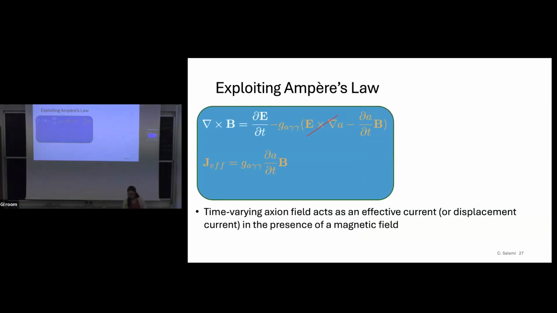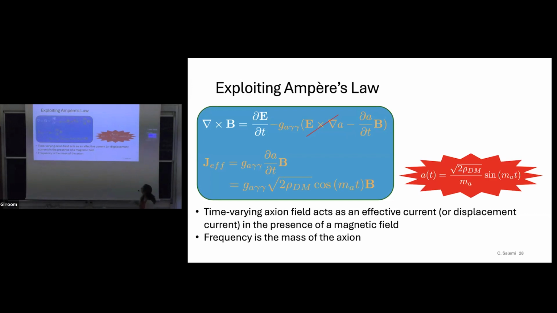If we take this, we can rewrite that dA/dt term as an effective current that we can look for in our detector. Because you can just rewrite it as if it was a displacement current or a current. Okay, so once again, we have J effective as g_aγγ dA/dt times B, where B is some magnetic field that we're supplying for the axions to interact with. I will note, sometimes it makes more sense intuitively to think about this as a current. Sometimes it makes more sense to think about it as a changing electric field, depending on what frequency range you're in and what the form factor of your detector is.